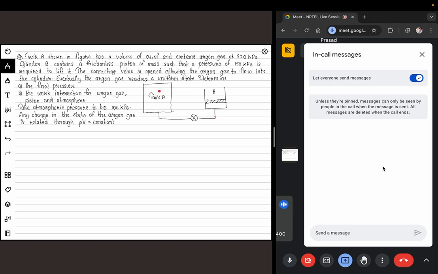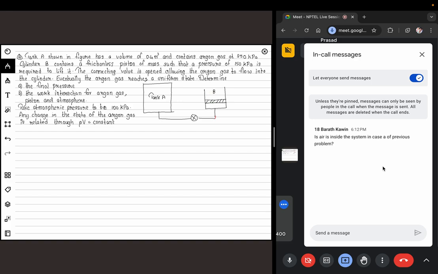It contains argon gas at an initial pressure of 250 kilopascal. Cylinder B contains a frictionless piston, so the interaction between the piston and the cylinder is frictionless, and it has a certain mass, which we don't know. Instead of giving the mass directly, it tells you that the mass of the piston is such that a pressure of 150 kilopascal is required to lift it. In order to lift it, you have to overcome two things. One is the atmospheric pressure on the top.